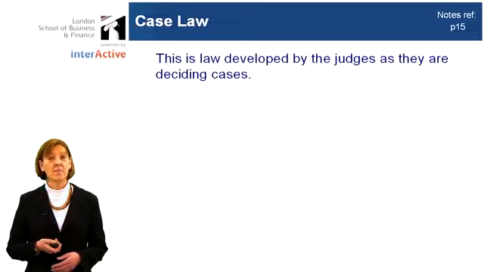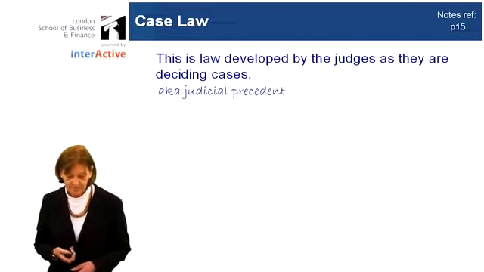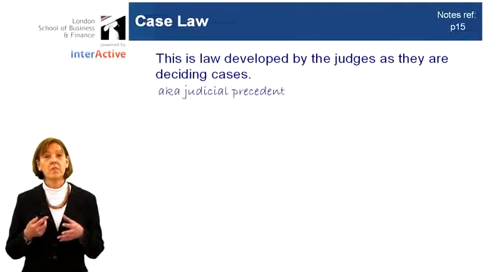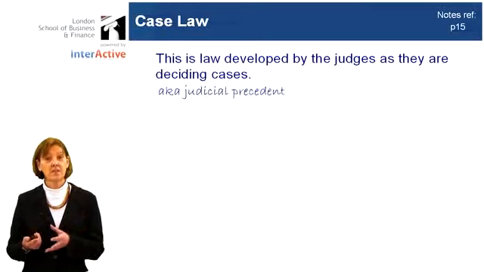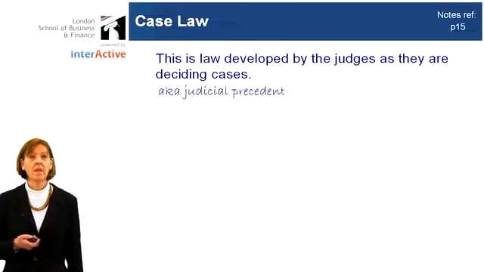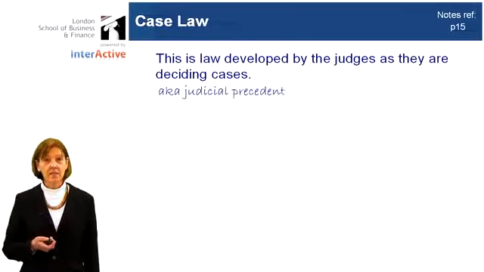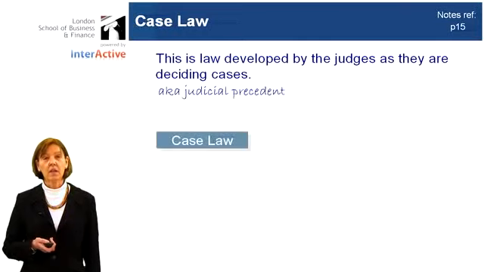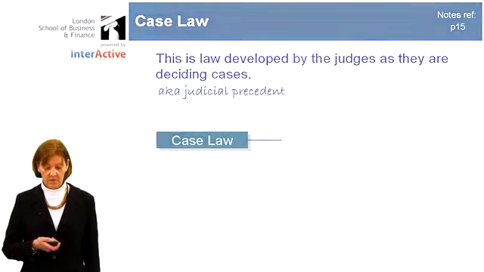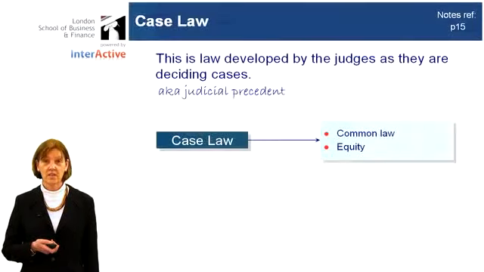It's also got another name that you could add in. Case law is also known as judicial precedent. Judicial to do with a judge, precedent, something that happened earlier, an earlier decision of a judge in a case. We divide case law into two types. There's common law and there's also equity.